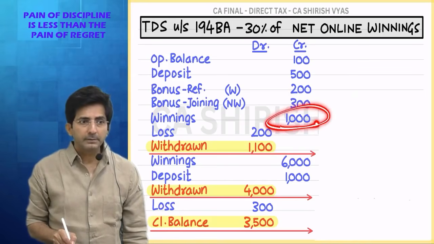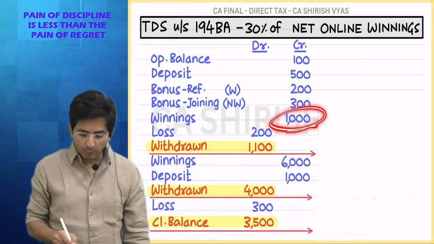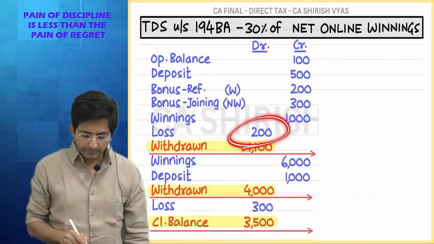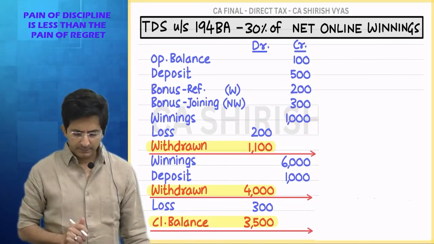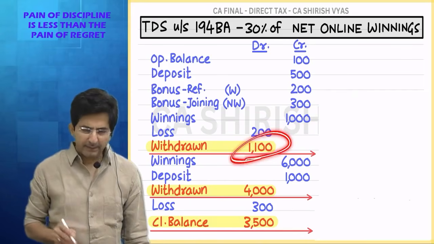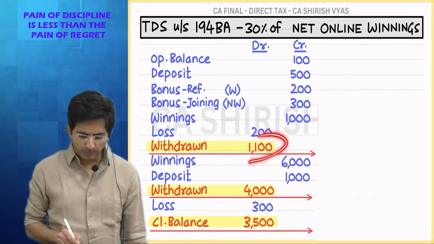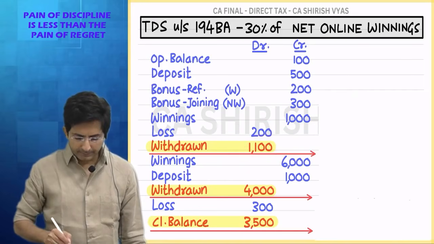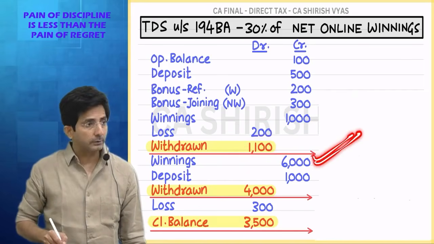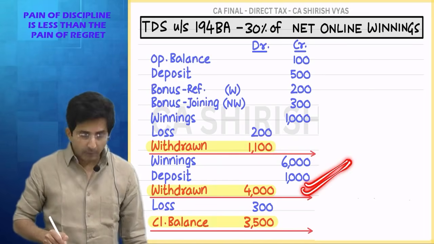Then what is 1000 rupees? I won in some games. So when I had the winnings, the amount was credited in my account. Then 200 I lost in some games. Then one day I felt like withdrawing my winnings. So I withdrew how much? 1100. Then again there was a winning of 6000. Luck favored me. Okay. Then I deposited a further 1000.